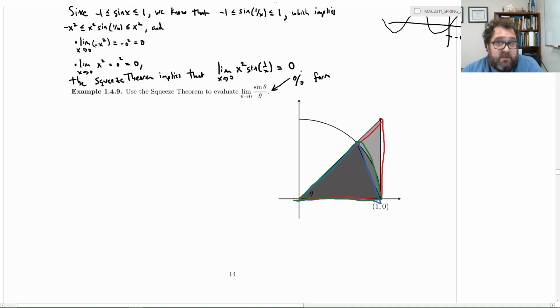Okay? So we have basically an inequality we can write. If we can write the area of each of those objects, then we can write an inequality. The area of the small triangle is less than or equal to the area of the cone, of the sector, which is less than or equal to the area of the big red right triangle. Okay? And so then we can use the squeeze theorem to find that limit eventually.